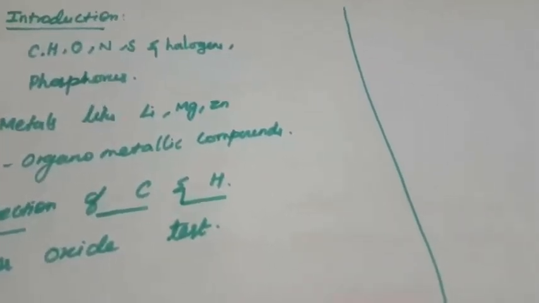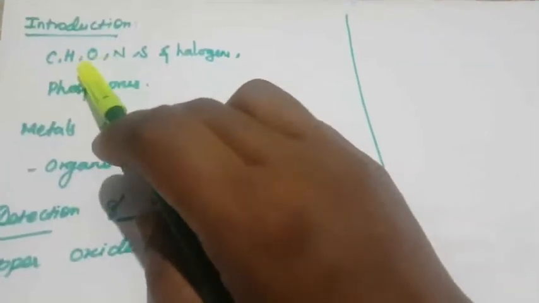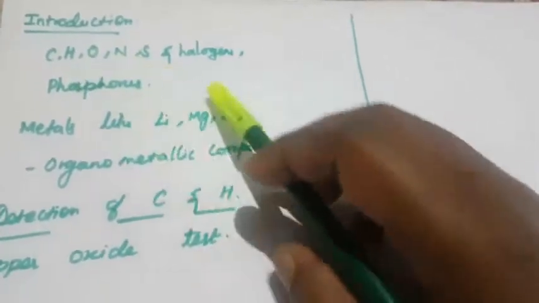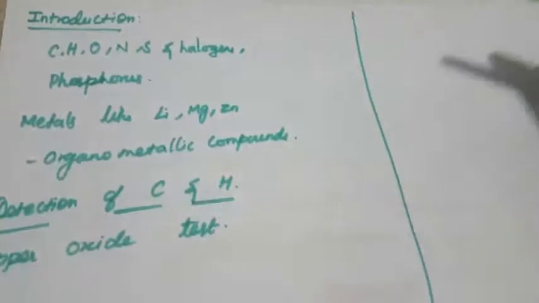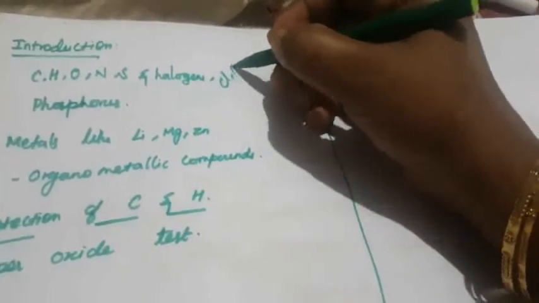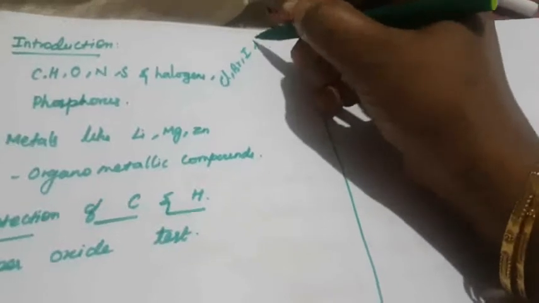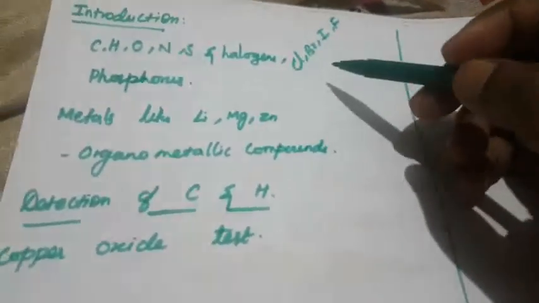So these are the principal elements. The major elements of an organic compound are carbon, hydrogen and oxygen. The remaining ones include nitrogen, sulfur and halogens. What is meant by halogens? The halogen elements are chlorine, bromine, iodine and fluorine. Okay, so these are all the halogens.